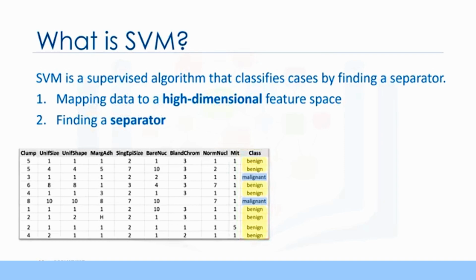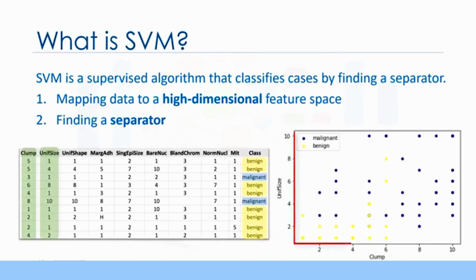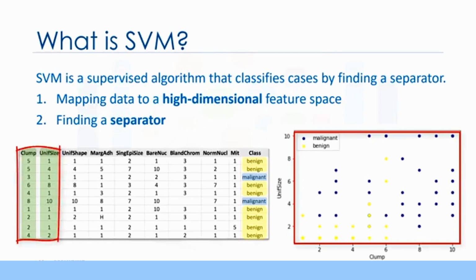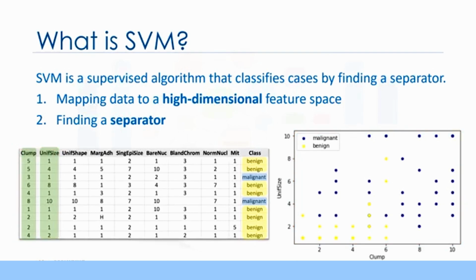Then, a separator is estimated for the data. The data should be transformed in such a way that a separator could be drawn as a hyperplane. For example, consider the following figure, which shows the distribution of a small set of cells only based on their unit size and clump thickness. As you can see, the data points fall into two different categories.